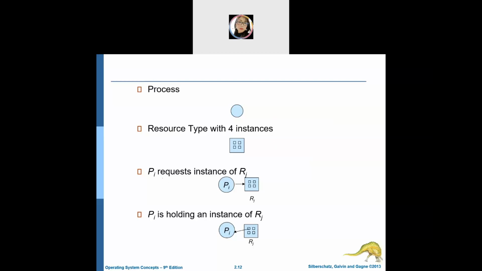Another one is when you have a request edge. You use a circle and also squares inside, depending on how many instances. It is not going to be fixed at 4. If it is 3, you draw 3 only. If it is 2, it is going to be 2. And the assignment edge means that P, or this process, holds this resource. At that time, it is holding these resources.